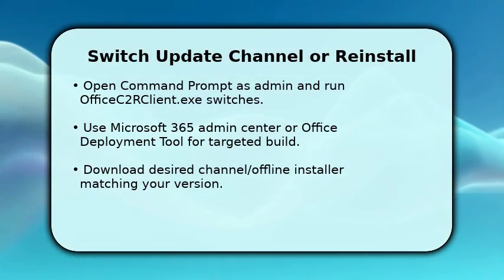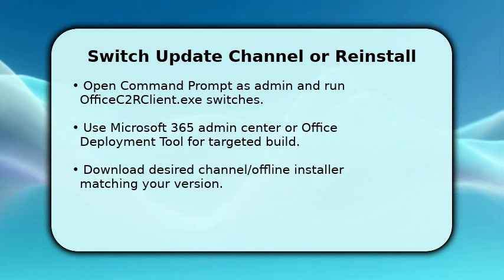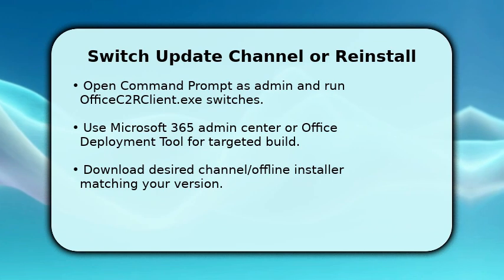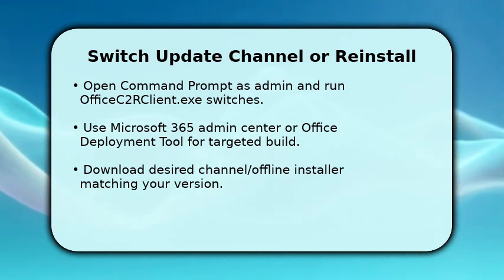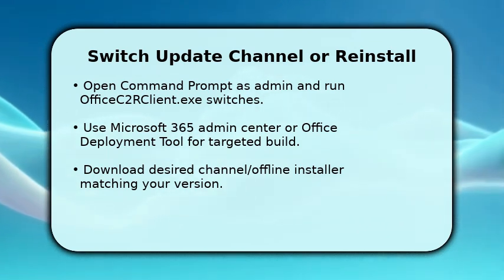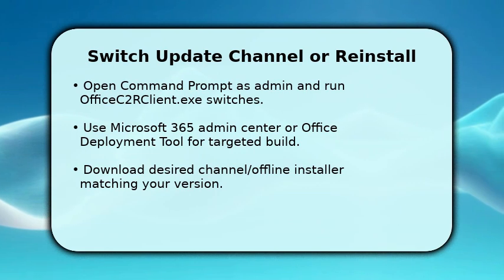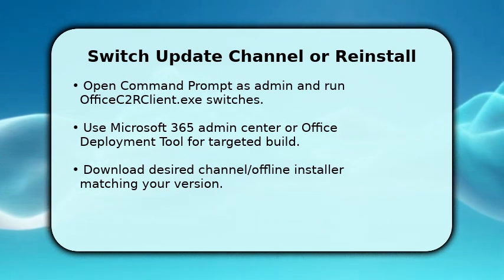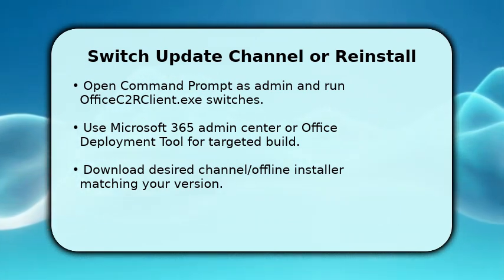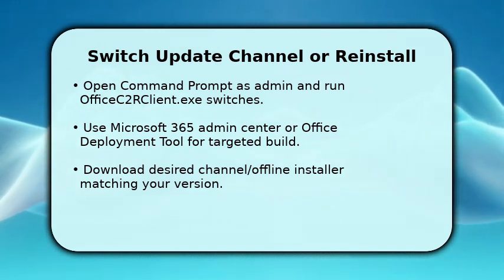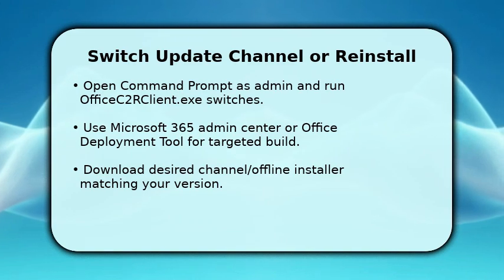Now change how Outlook updates by switching its update channel or reinstalling a specific build. Open an elevated command prompt and run the Office click-to-run configuration switch, or use the Office deployment tool with a custom XML to request the older build. If you have admin console access, pick the targeted channel there and deploy. Download the exact offline installer for that build and run it. This ensures Outlook replaces the current binaries with the older, stable files you chose.